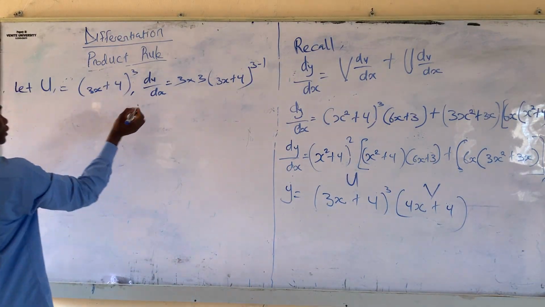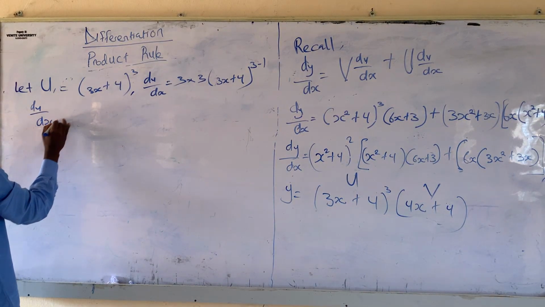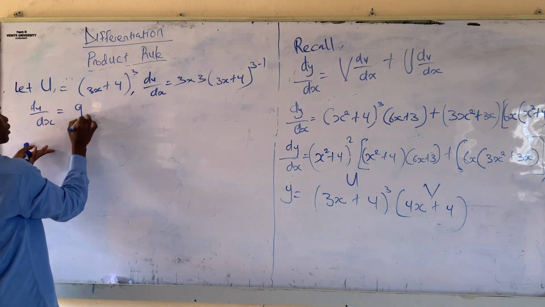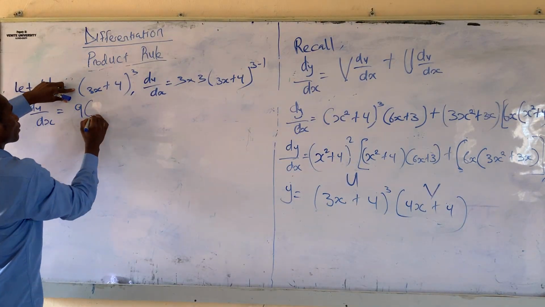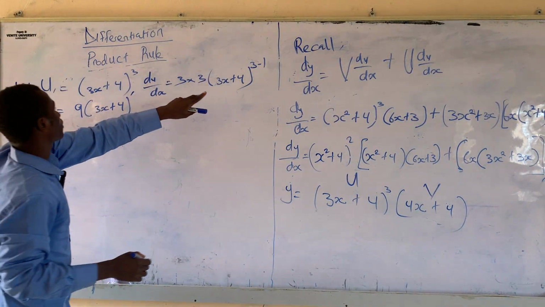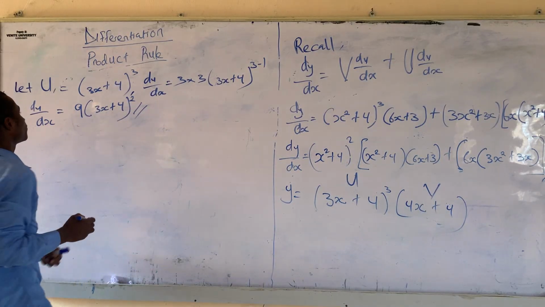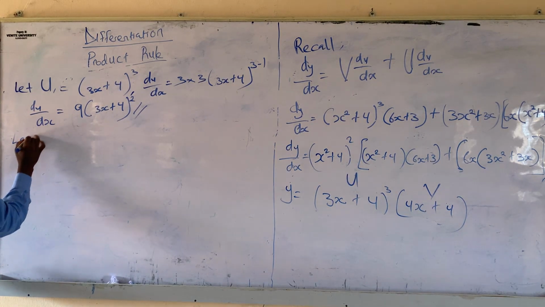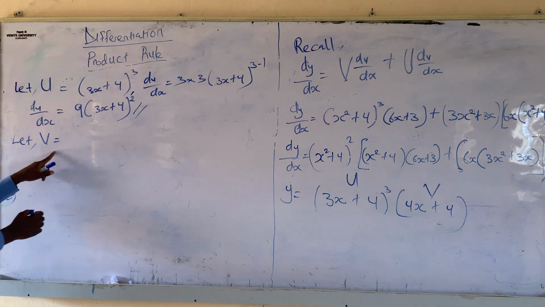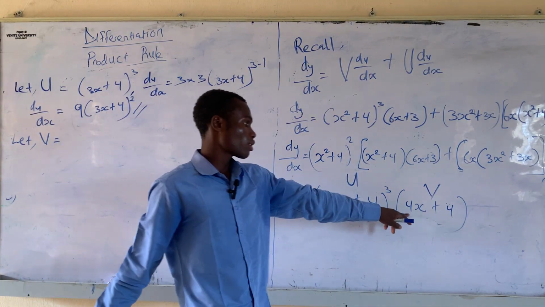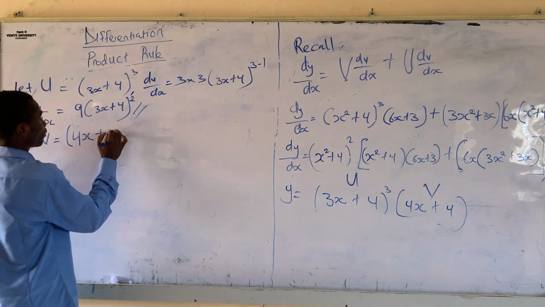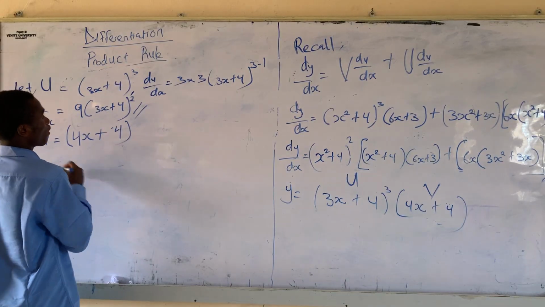So now our du over dx will be equal to 9 bracket 3x plus 4 raised to power 2. Then let v be equal to this, which is 4x bracket 4x plus 4.